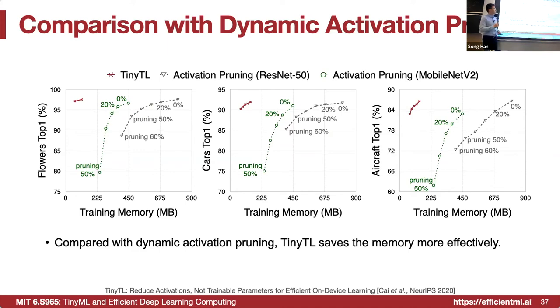So there are other methods that can reduce the training memory, like activation pruning, right? We can prune some of the redundant activations. So the more you prune, the lower the accuracy, right? But here, TinyTL is far on the left-hand side, okay, without losing any accuracy. It can significantly outperform these techniques, such as activation pruning, in either rank 50 or lower than 92.